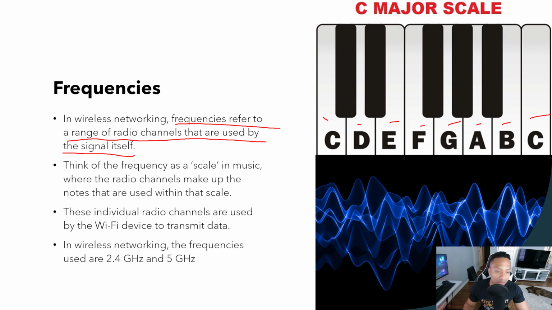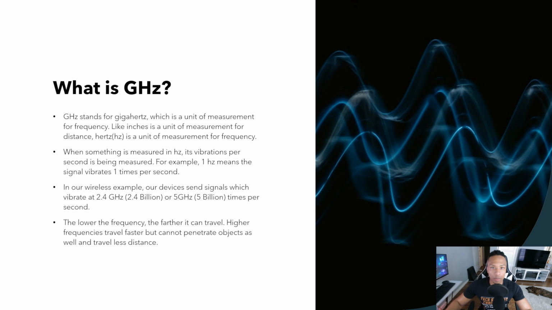So in this case, the frequency is the scale and the radio channels are essentially the notes. Again, hopefully that will make sense later when we go over channels. These individual channels are used by the Wi-Fi device to transmit data. So essentially the Wi-Fi device uses that channel to send data. And last but not least, in wireless networking, the frequencies used are 2.4 gigahertz and 5 gigahertz. Remember that.